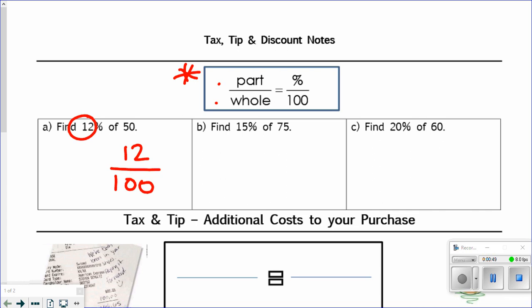I leave it as 12. I don't make it into a decimal. And on the other side, find 12% of 50. Well, 50 is the whole because it's all of the 50. Okay, so 50 is at the denominator, and they don't know what the part is.